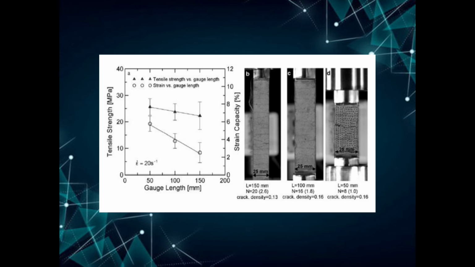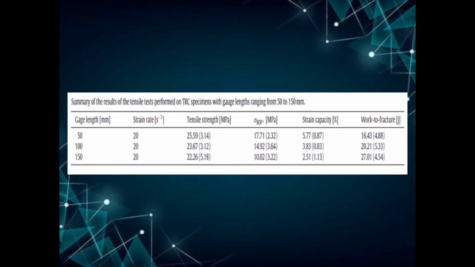The greater number of cracks observed for the specimen with larger gauge length increased the probability of failure localization, leading to a reduction in the strain capacity. This behavior suggests that proper attention should be given to the gauge length when deriving constitutive equations from direct tensile test results performed on TRC. This table summarizes the results obtained.